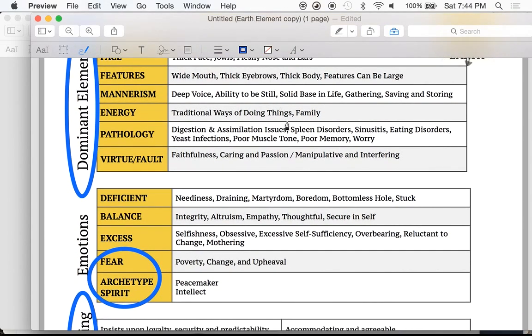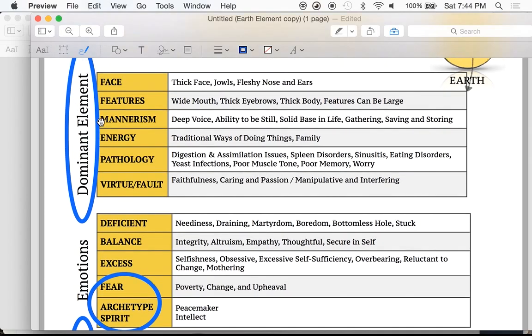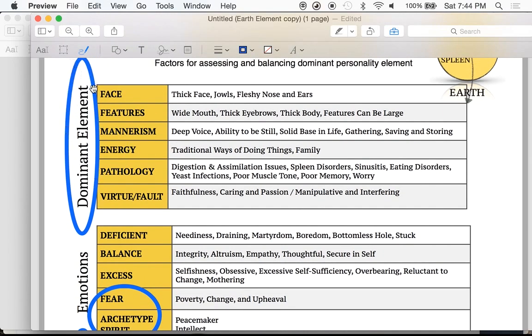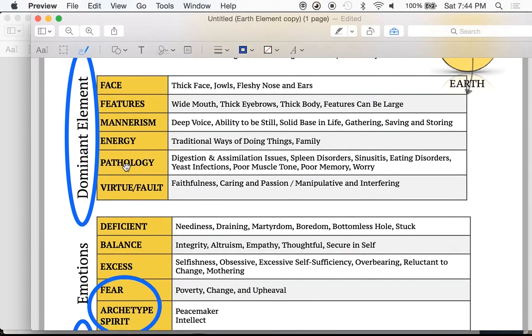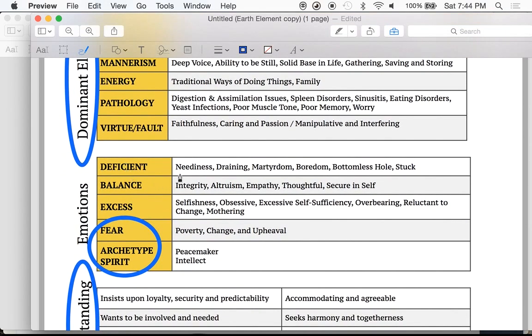So you can see on our chart here, I've gone ahead and highlighted in blue all the things that relate to a dominant element. So this whole category right here is all dominant element related. Now underneath that, under emotions, the bottom two, fear, archetype, and spirit, those are for a dominant element. But this upper three, deficiency, balance, and excess, that can be for anyone.